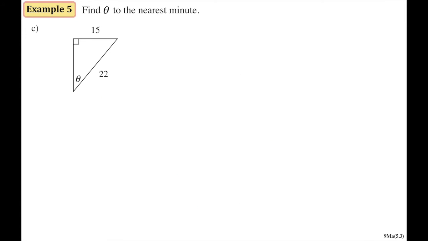Let's try part C. Find theta to the nearest minute. Well, we've got our angle down here. What are our sides? Opposite and hypotenuse. O and H, it's a sine question. So sine theta equals 15 over 22. Because I'm finding the angle, it's the inverse sine of 15 over 22. When you put that into your calculator and hit the degrees, minutes, seconds button, we're going to find it to the nearest minute.